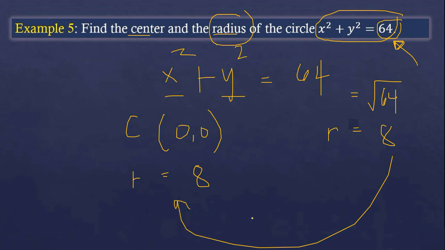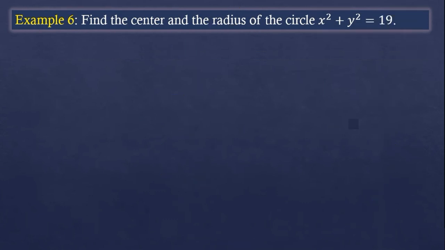Don't forget that. If the question is, find the center and the radius of the circle, and the equation is already given, don't forget to take a square root of the constant number, which is the 64, the last number. So kunin yung square root niya, and that is the value of r. And the value of r here is 8.